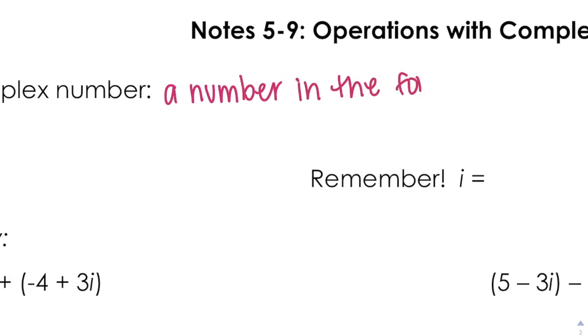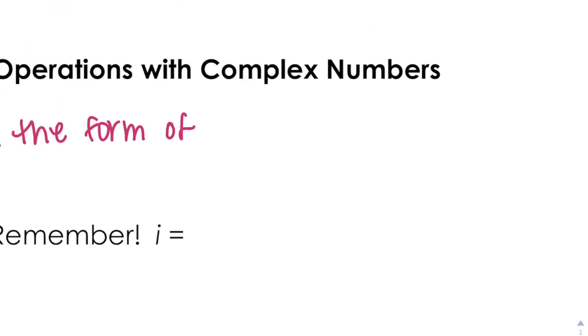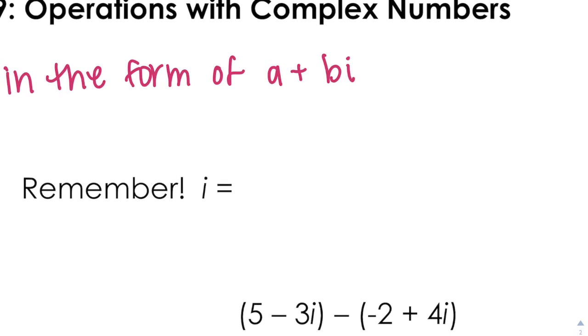So a number in the form of a plus bi, where a and b have to actually be real numbers. Like a can't be 0, b can't be 0. You can't have anything crazy with it. And remember that i is not actually a variable, but that i is the square root of -1. i is that imaginary number.